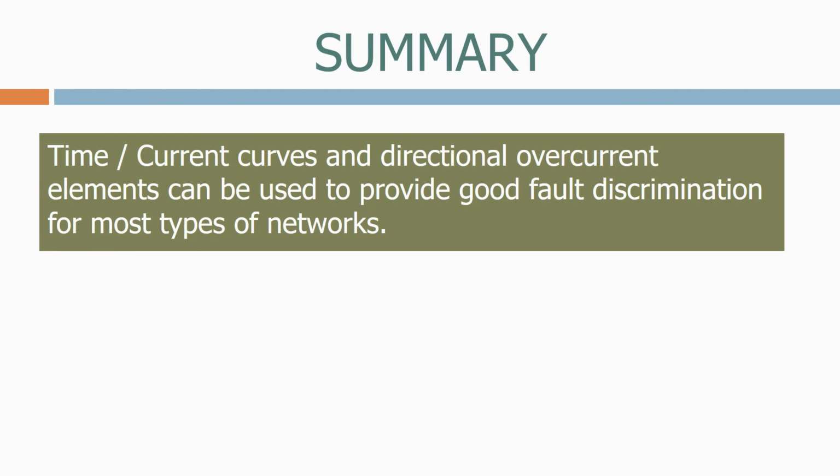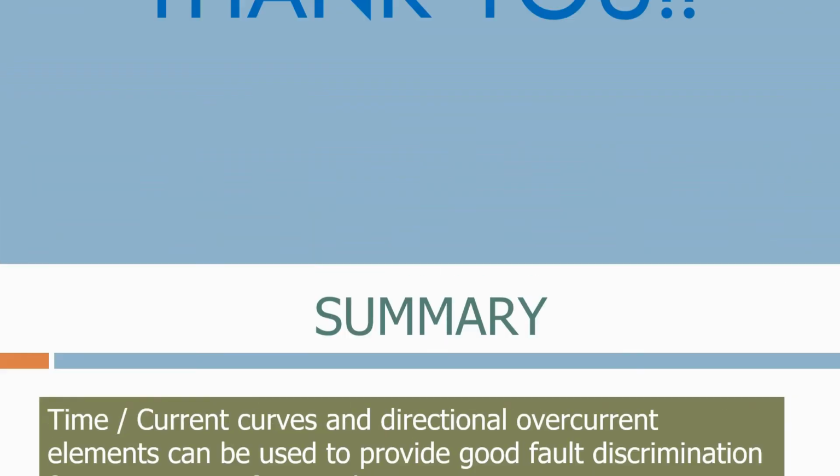Let's summarize what we've learned today. Time and current curves and directional overcurrent elements can be used to provide good fault discrimination for most types of networks. Congratulations for completing this module. You should now understand all about overcurrent relays and be able to configure them for use on any type of network that you may come across. In the final section, we will look at the sister relay of overcurrent protection, namely the earth fault relay. I've attached some questions on today's module to test your knowledge.